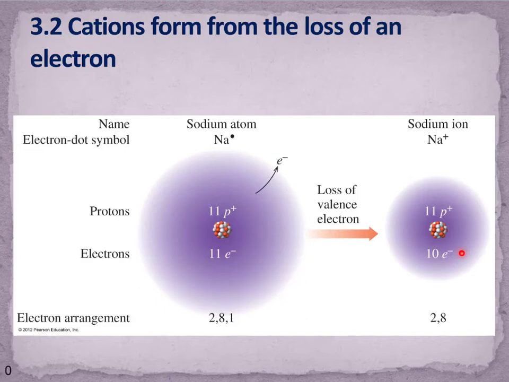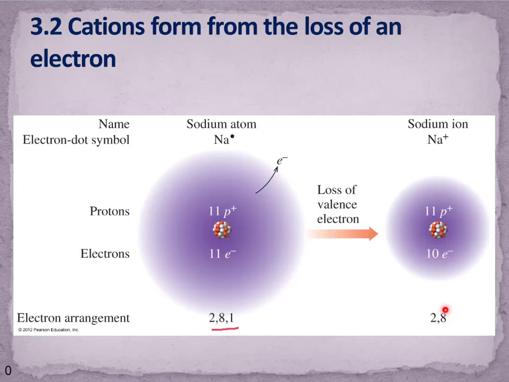So when we look at our electron arrangement, going back to what we had talked about on the earlier slides, we saw that we have 2, 8, 1 as my electron arrangement for the neutral atom. If sodium can lose that 1 electron, then it has 8 valence electrons, 8 electrons in that outer shell, and it has the electron configuration that looks like a noble gas.